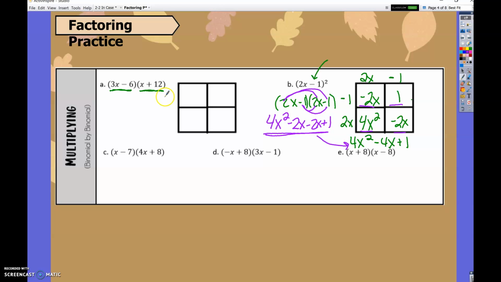So again, just to start setting this one up, you'd have 3x minus 6. Now you can note I did go in a different order, I guess, to keep that uniform. I could put my x on the bottom consistently, so I could do 3x minus 6 and then x plus 12. I would simply fill in what the multiplication of the two terms on the outside would be.